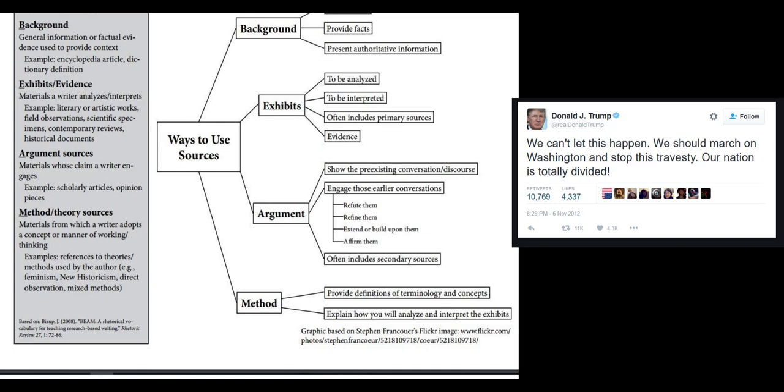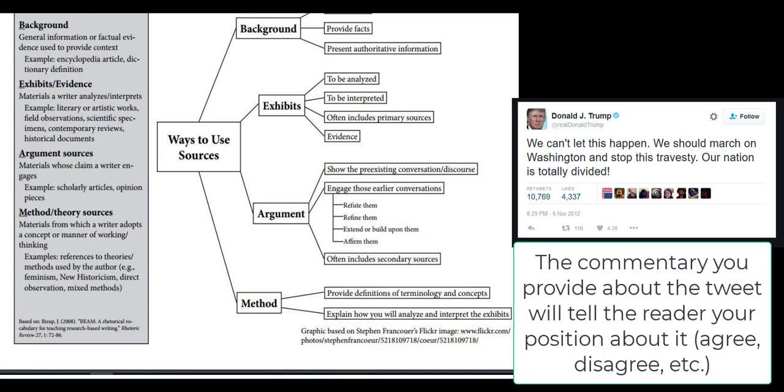Are you going to affirm it, agree? Are you going to disagree? Or are you going to add to what he has to say? Okay. So if you're going to do any argumentative elements, you might say, I agree with the president, or like the president said, I feel, and then you incorporate whatever it is that you are trying to do. And again, consider the purpose.